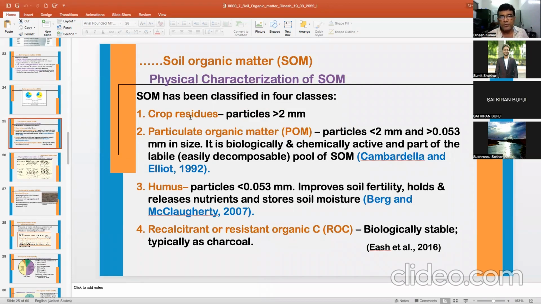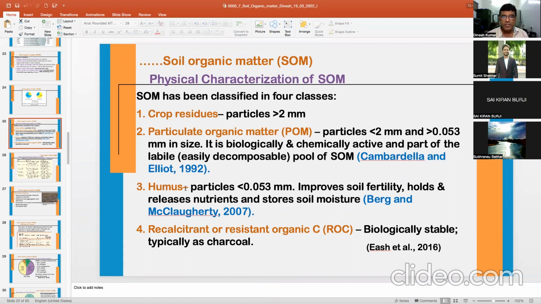Crop residues, the freshly added matter, have particle size more than 2 millimeter. This is a physical characterization. Particulate organic matter, POM, has particle size ranging from less than 2 millimeter and more than 0.053 millimeter. It is biologically and chemically active and part of the labile pool. Labile means easily decomposable pool of soil organic matter. So that is very active organic matter that can be easily attacked by microbes.